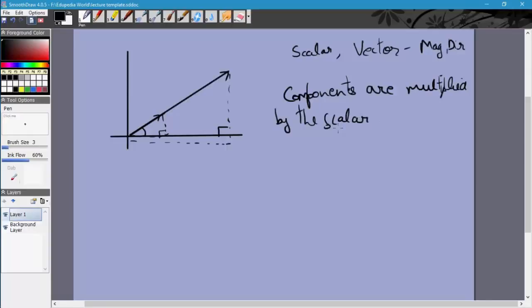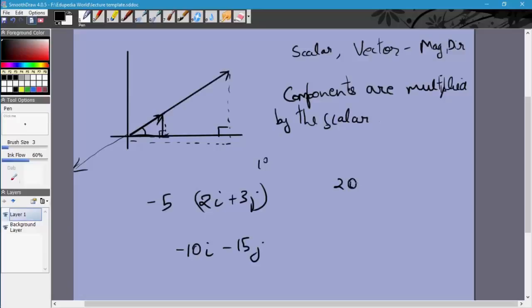And this is another example, in my opinion, where working with components is much easier. So let's say you have 2i cap plus 3j cap, which might be this vector with the components 2 and 3. If you multiply this vector by -5, what you'll get is simply minus 10i cap minus 15j cap, which might be a vector in this direction. Right? If you want to multiply 2i plus 3j by 10, you will simply get 20i cap plus 30j cap. So once again, multiplying a vector by a scalar is quite easy if you look at it in terms of components. Just multiply each component by that scalar.